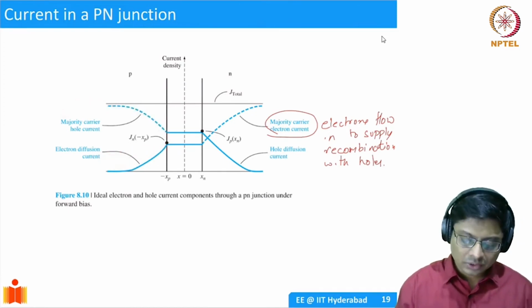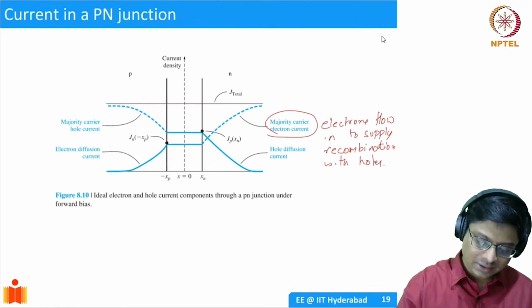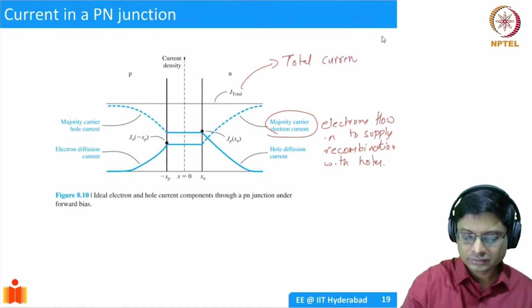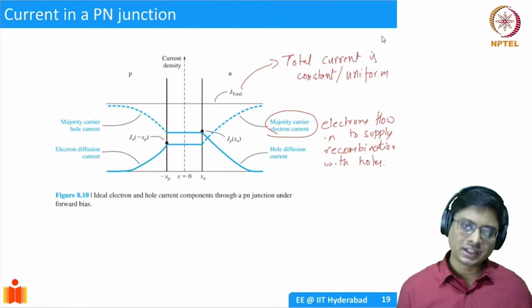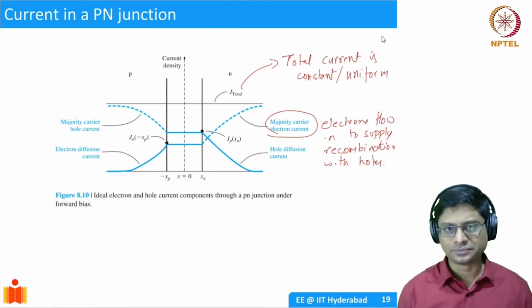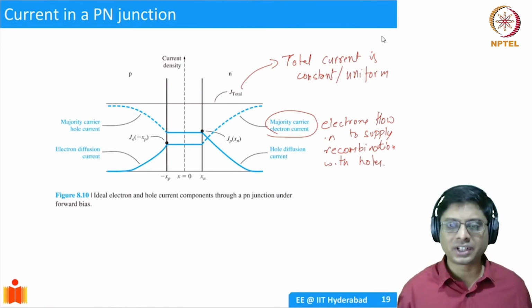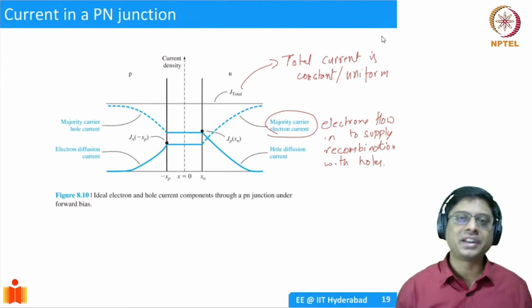that is dominant. So overall, one important rule that can never be broken is that the total current is constant, or rather uniform, right? Because you're not having any other source or sink of current. So essentially, whatever is coming from the left has to go into the right. Only the distribution changes. In the quasi-neutral regions, you have the drift current which is dominating. Okay, it's a majority carrier drift that is dominating. But at the junction, it is a diffusion of minority carriers that is dominating.